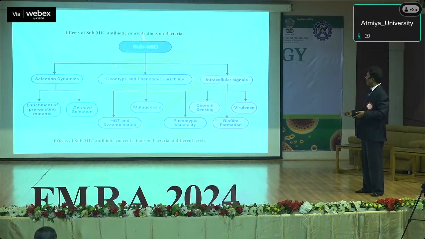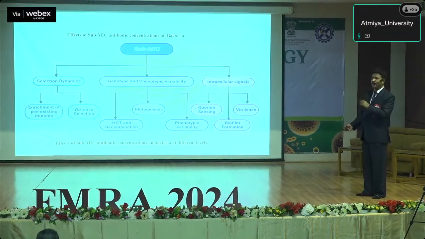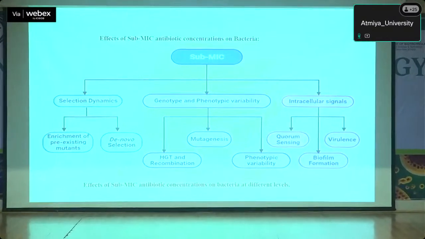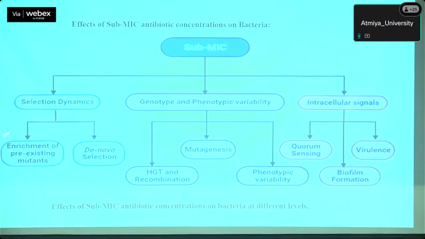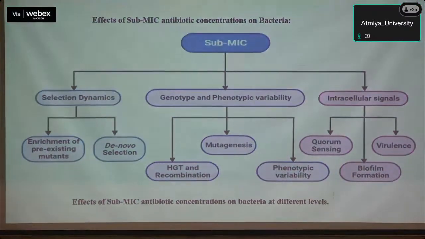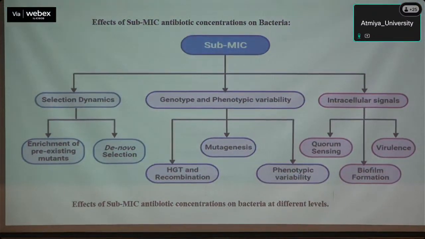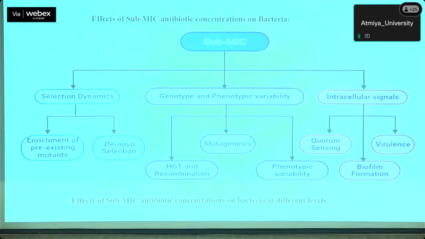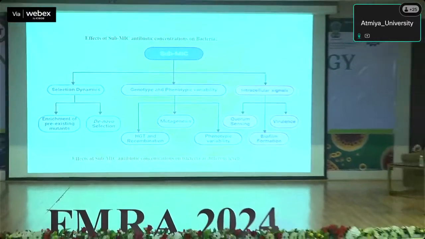So what happens in sub-MIC? There is a selection dynamic. I purposefully added this slide because of what happened this morning, and after that I sat and added a slide. It basically enriches the pre-existing mutants. Though it is a low amount of antibiotic in the environment, it will enhance the selection pressure, and there is also another pathway called de novo selection, and de novo is not horizontal.